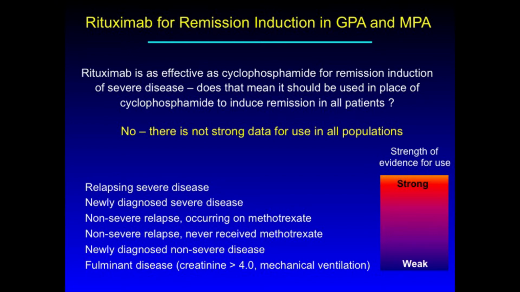So we've shown from these studies that this is an effective medication. Does that mean that rituximab should be used in place of cyclophosphamide to induce remission across the board in all patients? And the answer is no, not necessarily so. When we reflect on what we know, there is not equally strong data in all populations. Looking at the strength of evidence for use, far and away the most compelling evidence is in those patients who have relapsing severe disease, while the least evidence was in those patients who had been excluded from the RAVE trial, who had truly fulminant disease, with elevated creatinines requiring mechanical ventilation.